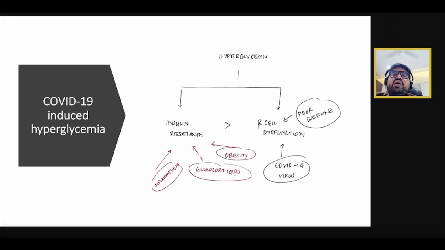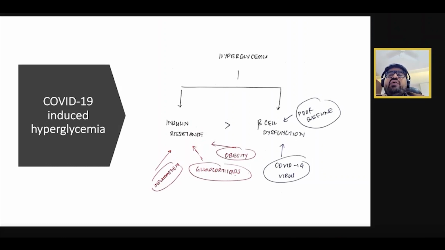Moving ahead, COVID-induced hyperglycemia, very classical. We saw a lot of these patients. So you have insulin resistance. What produces insulin resistance in COVID? Inflammation, steroid use, obesity, right? Remember, obese patients with COVID had higher mortality. On the other hand, what produces poor beta cell function?